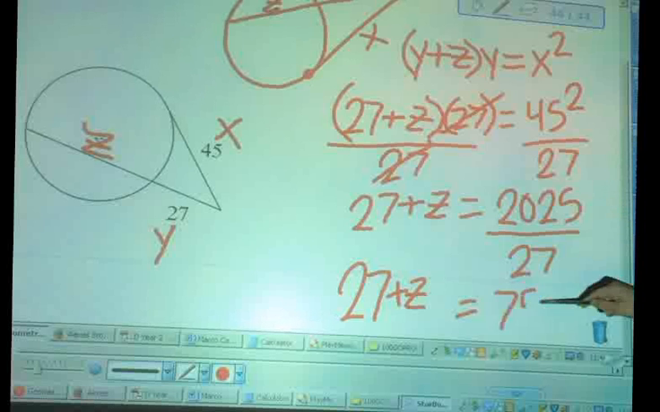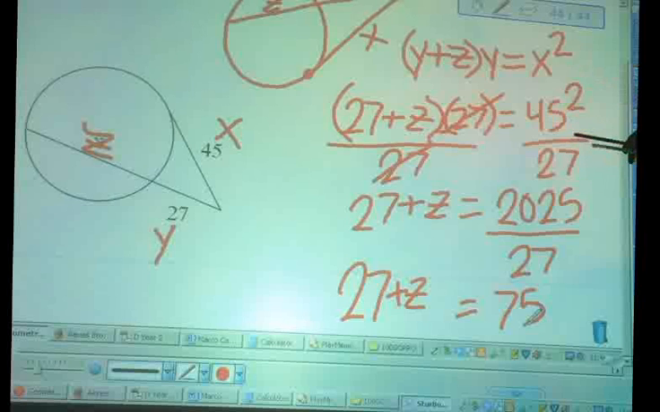2025 divided by 27. Another way to do it that I kind of want to show you, I'll show you that in the next problem, would be to cancel out a bunch of numbers. I see 45 is 9 times 5, right? And so we have 9 times 5 times 9 times 5 on the top, but 27 is 9 times 3, right? So I can cancel out one of the 9s, and that would be the way I did it. I probably wouldn't resort to using a calculator, all right?